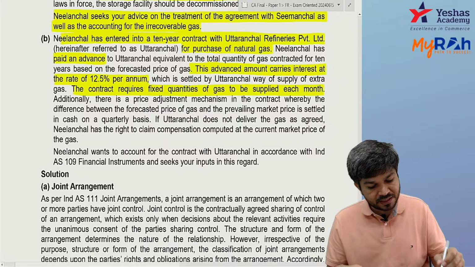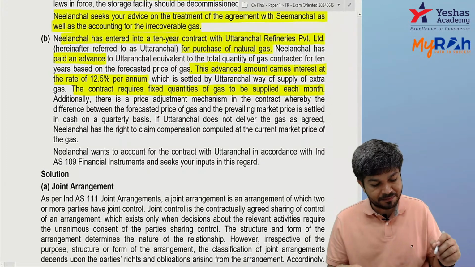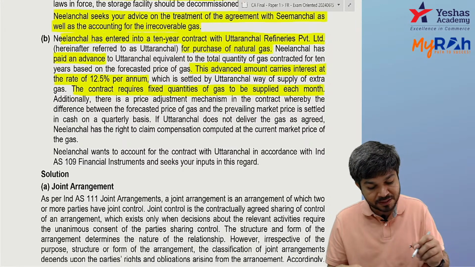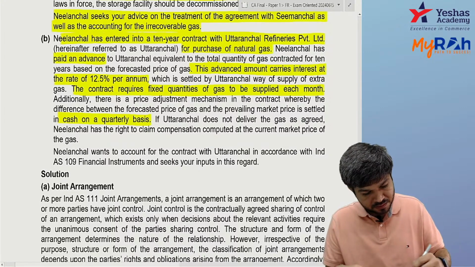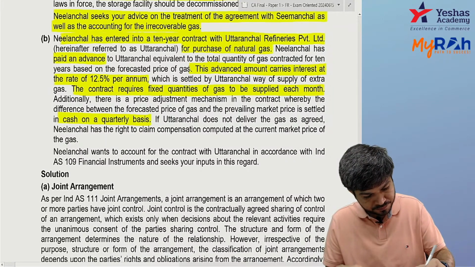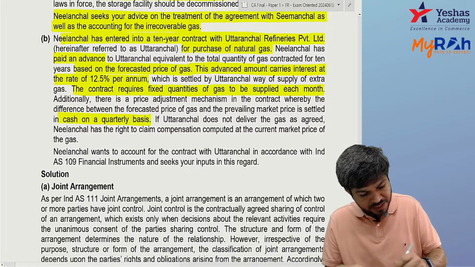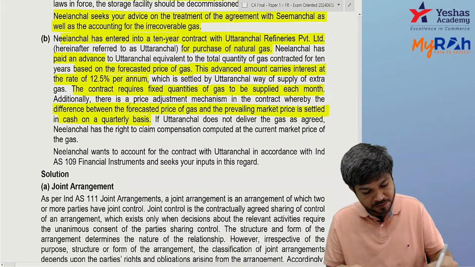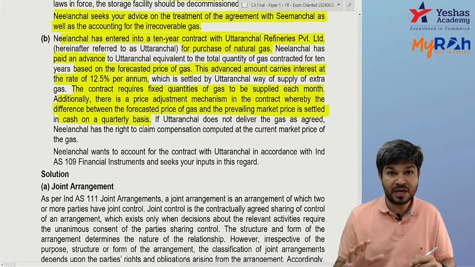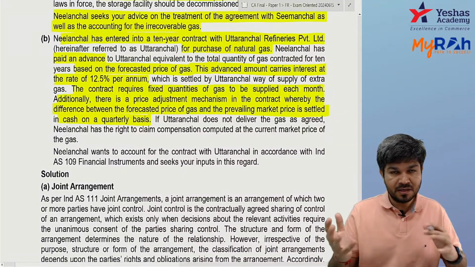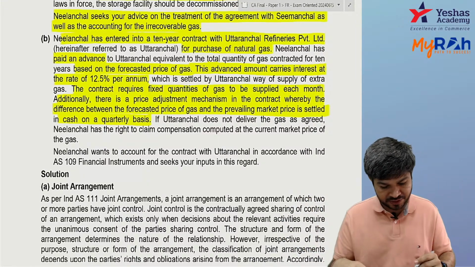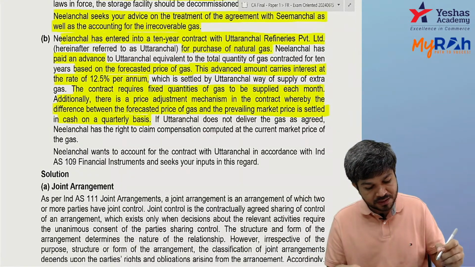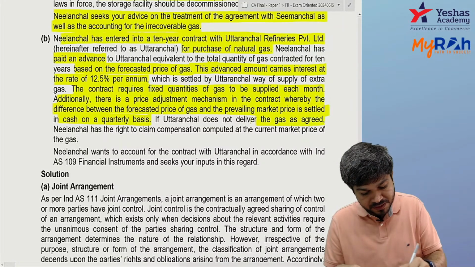Additionally, there is a price adjustment mechanism whereby the difference between the forecasted price and the prevailing market price is settled on a quarterly basis. Okay. So we have paid some advance based on the forecasted price. Now, on a quarterly basis, the difference between actual price and forecasted price, we pay in cash. And if at all they do not deliver the gas, you have a right to compensation.